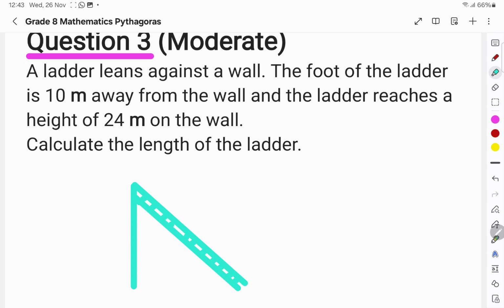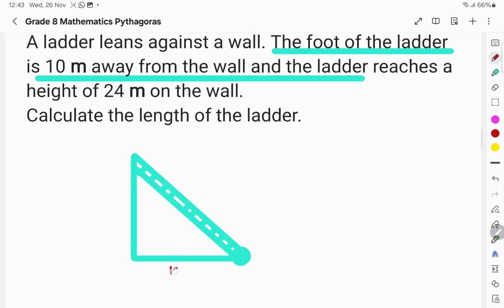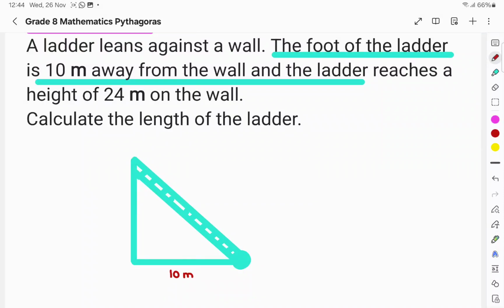But then they're also talking about the foot of the ladder, which means over here, the foot of the ladder is 10 meters away from the wall. So that distance over there is the distance between the foot of the ladder and the wall. All right. Then they say, and the ladder reaches a height of 24 meters. Okay, so the ladder reaches this top height. So that is the height it reaches, 24 meters. And now you can just see, did you draw it correctly?